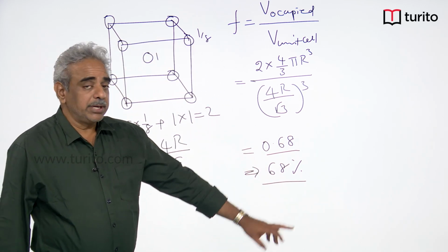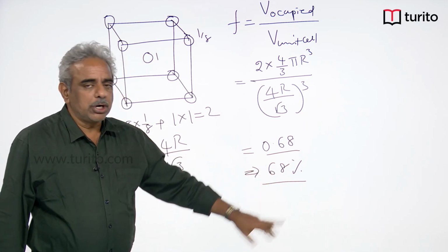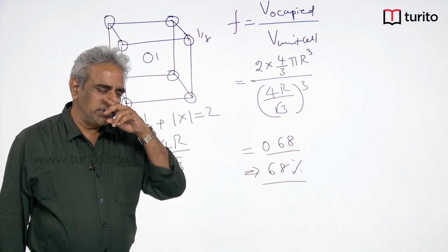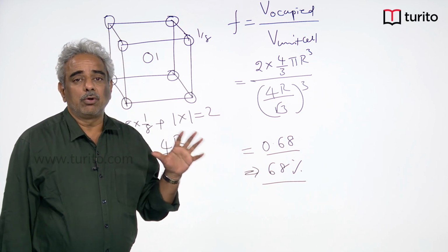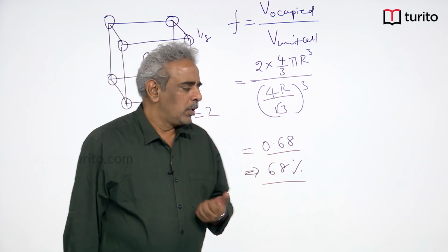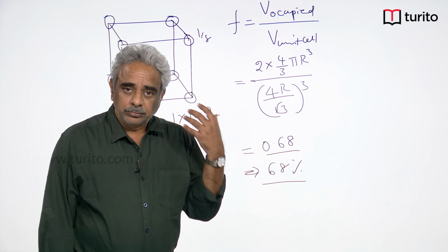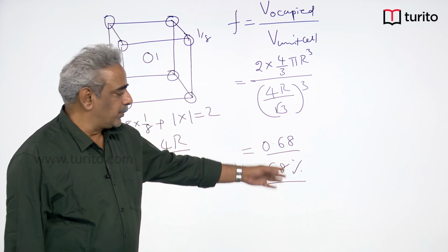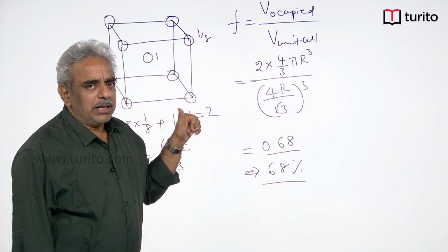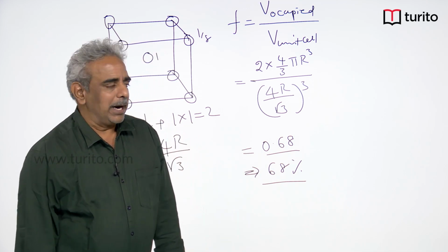What do you understand? 68% of the space is occupied in the unit cell, the remaining 32% is empty space in the unit cell. What about in comparison with the primitive cube, what do you say? In primitive cube 52% occupied, 48% remained unoccupied. So, this is a better occupancy. A body centered cube has got more occupancy. 68% occupancy is there in the body centered unit cell. So, similarly in the same manner we will try to work out for face centered cubic lattice.